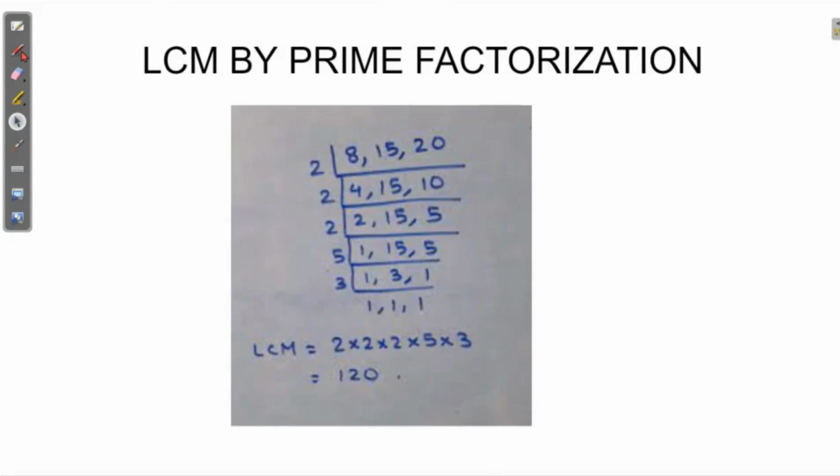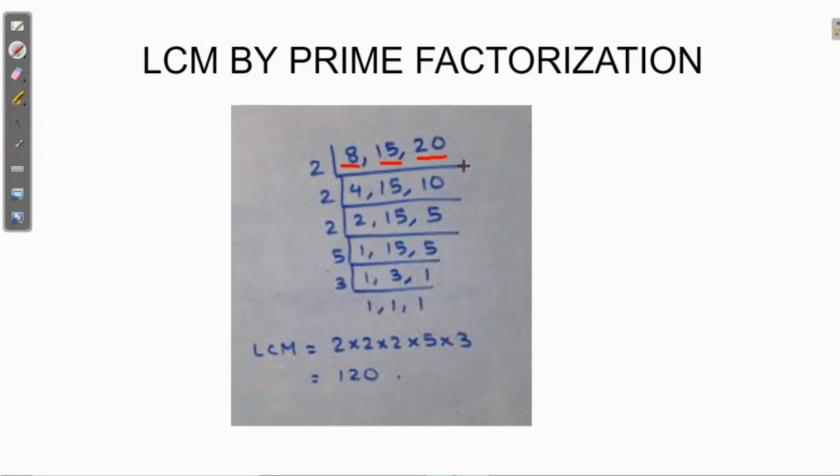Okay, so here is how to find the LCM of three numbers using the prime factorization method. I have just taken a clip of it. See, I have three numbers, 8, 15, and 20. You can take them separately and do it, but it is always convenient to take them in a single group and find the prime factors.